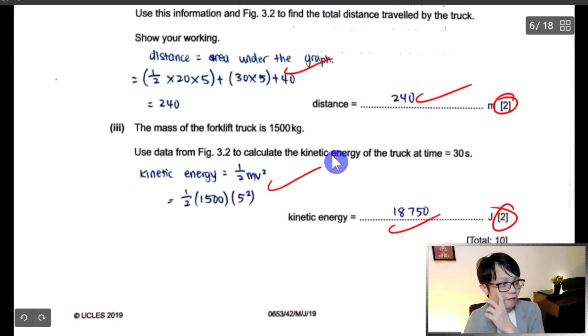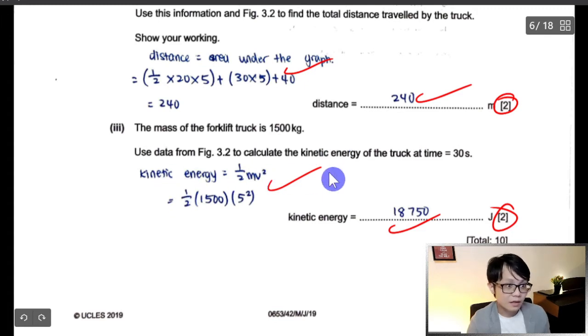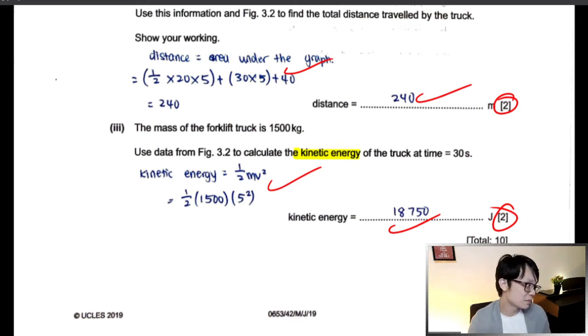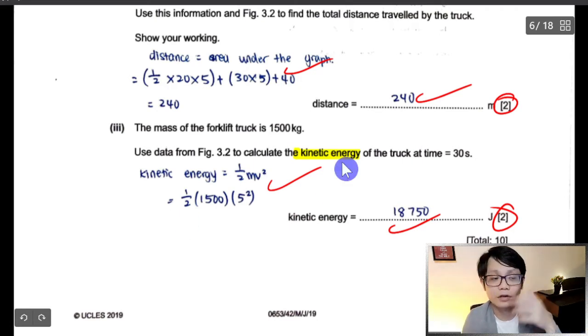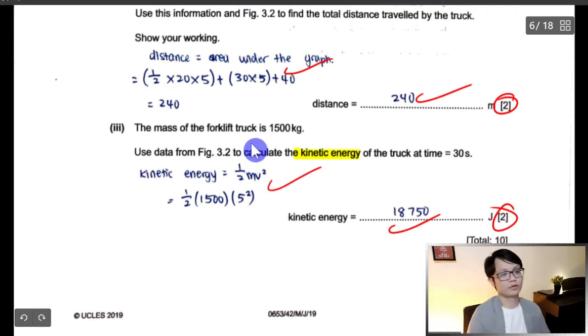The mass of the forklift is 1.5 kg. Okay, 1,500 kg. Calculate the kinetic energy. So the formula is half mv power of 2. If you want to write mass times velocity, the answer scheme also just puts half mv power 2. The answer scheme didn't put the words. That's why I say no need to put the words, it doesn't really matter. Half mv power of 2, and so on. You get the answer 18750, and you got 2 marks for this one.